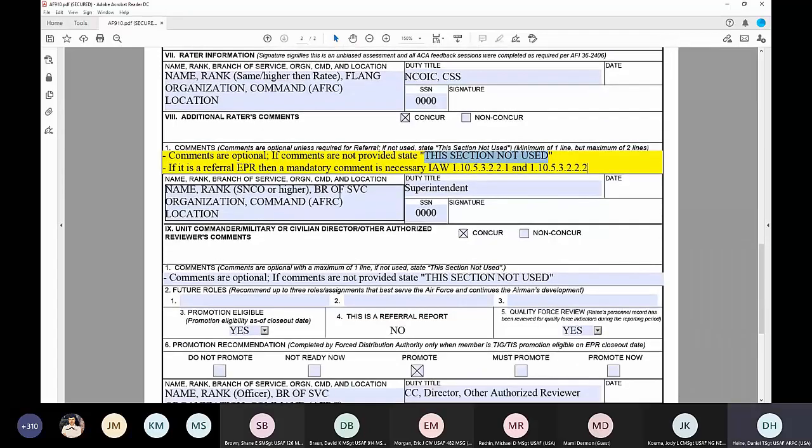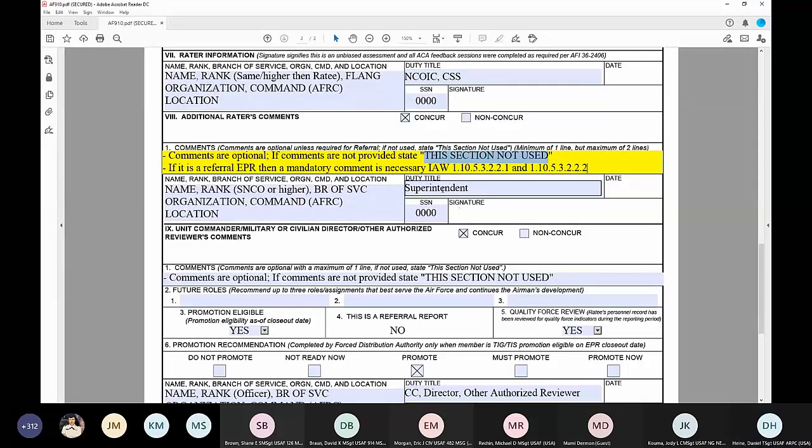The additional rater will then add their name, their rank. So the additional rater for a 910 has to at least be a senior NCO or higher. We cannot have tech sergeants as the additional raters. That's been a little common recently. I've been noticing that the additional raters are techs, but they do have to be at least a senior NCO or higher. Again, their branch of service, organization, command, and location.